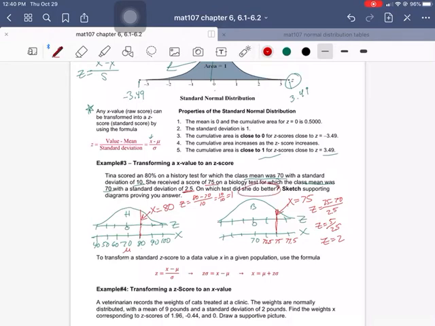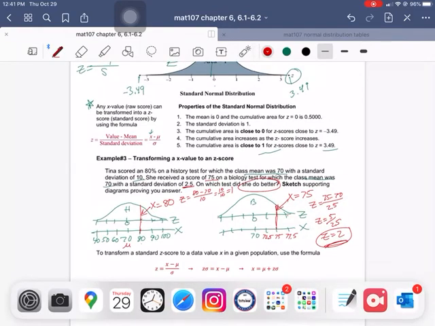Which test did she do better on? She did better on the biology test, which looks harder, right? Because look at this, 99.7 of the class got a 77.5 or less. So she did comparatively well; a higher z-score tells you better.